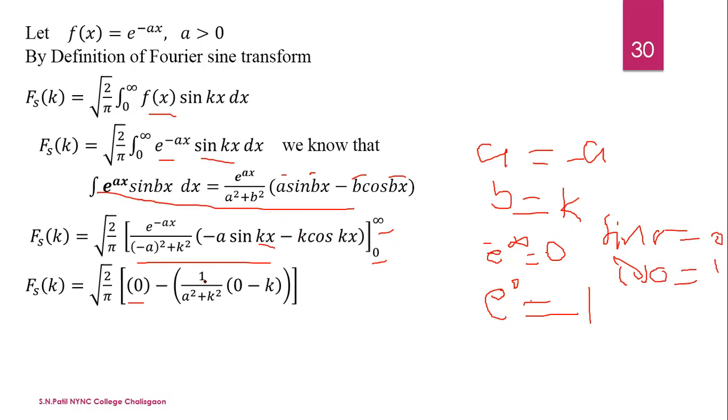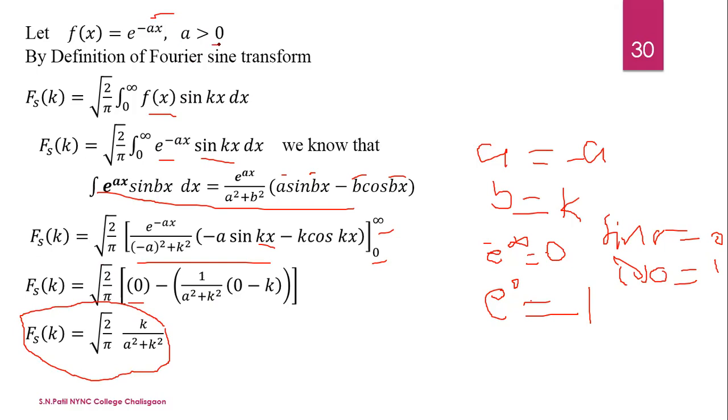Then the minus sign is multiplied here. Then minus 1 upon a square, k square is multiplied by the 0, it becomes 0. Minus 1 upon a square, k square is multiplied here, then minus minus plus. Then the remaining term in the square bracket is k upon a square plus k square, into the constant function. So this is the Fourier sine transform of the exponential function e raised to minus a x, where a is positive.